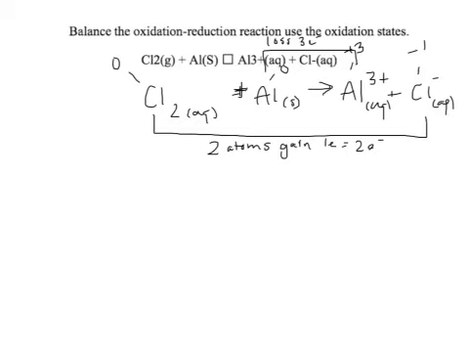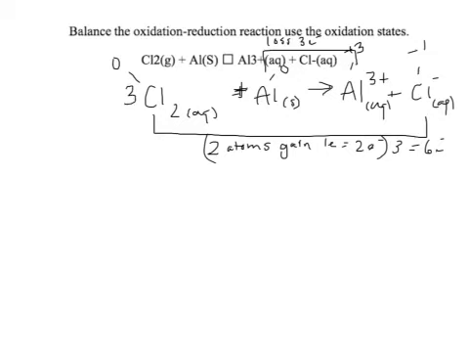We can't create or destroy electrons, and so we need to find out what is our lowest common multiple between 3 and 2, so that I can make the number of electrons being gained equal to the number of electrons being lost. Well, I know 3 electrons and 2 electrons, their lowest common multiple is 6. So if I multiply this by 3, I will get 6 electrons. When I do that, that means I'm going to put a 3 in front of here.